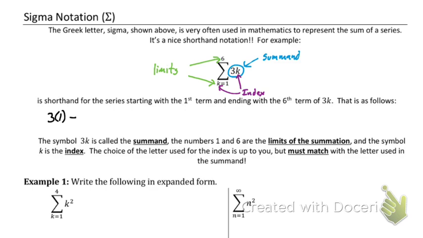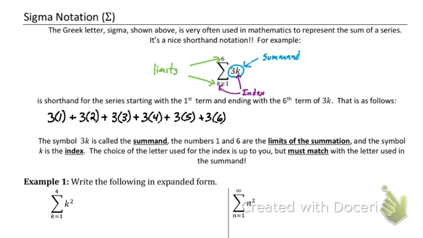Then we're going to count up. I'm now going to add 3 times 2. My k value is going to become 2. Then I'm going to add 3 times 3. My k value is now 3. Then I have plus 3 times 4. My k value is 4. Plus 3 times 5. My k value is 5. Plus 3 times 6. My value is 6. And that's where you stop.